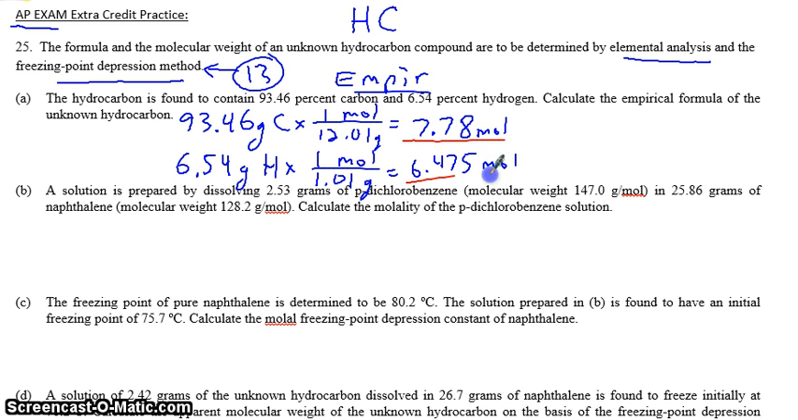Dividing by small, the small one is 6.475. We divide by 6.475 for each of them. The bottom, we get 1 mole. The top, if you divide, you get 1.2 moles. The last step was multiply to whole.